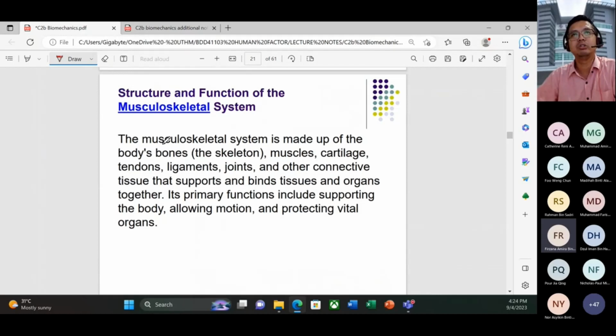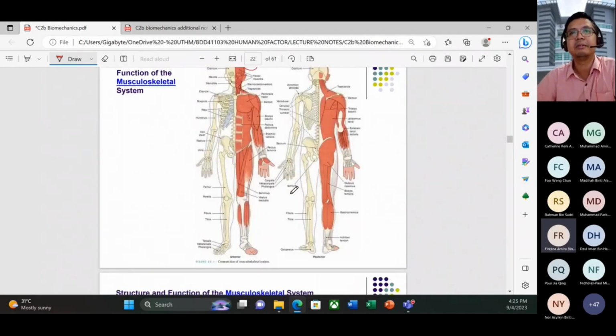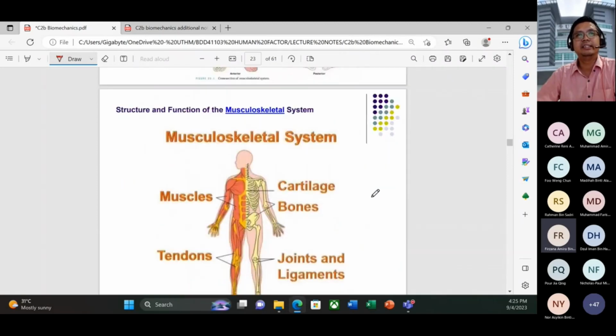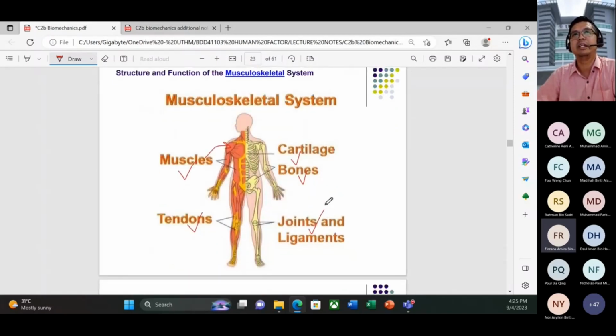So in other words, the musculoskeletal system is made up of the body's bone, such as skeleton, muscle, cartilage, tendon, ligament, joint, and other connective tissue that support and bind tissue and organs together. So the primary functions include supporting the body, allowing motion, and protecting vital organs. And then we look at the detail here. The musculoskeletal system includes the muscle, the red one. We also have cartilage, bone, tendon, joint and ligament. This is our main structure for the musculoskeletal system.